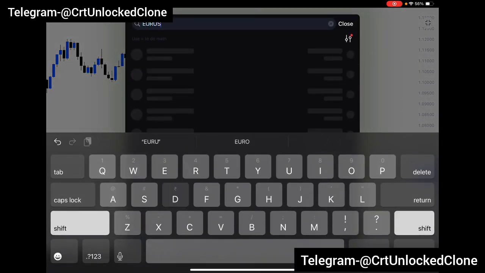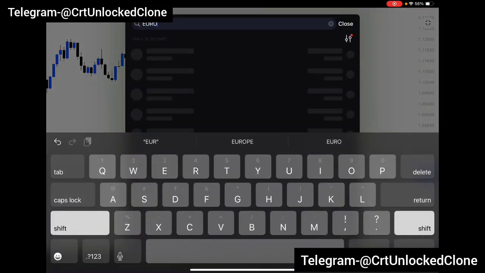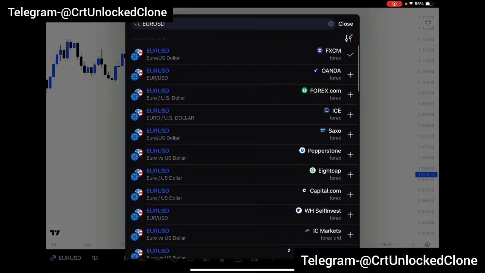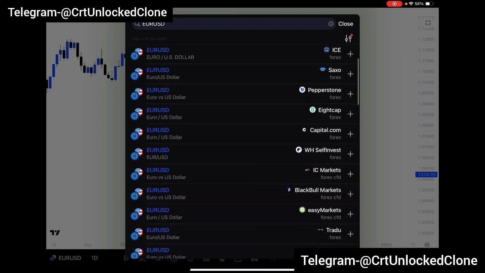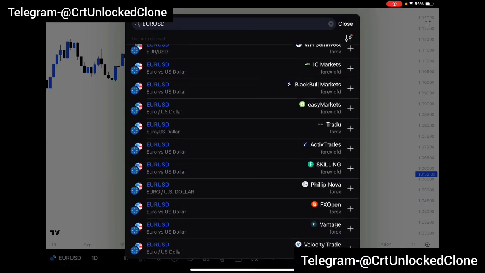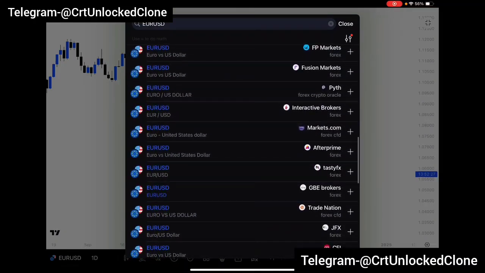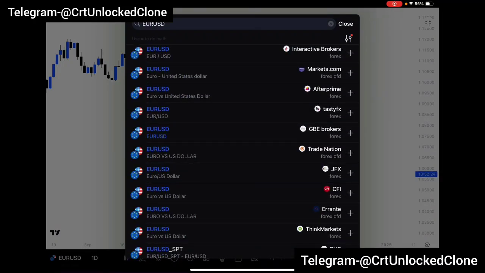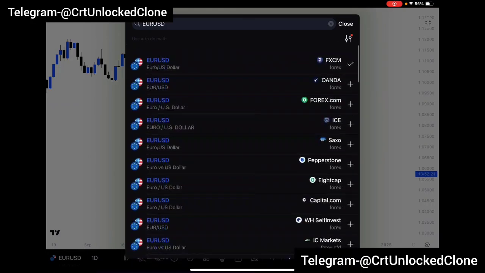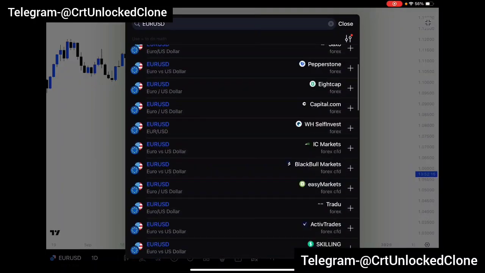If you search the EUR/USD pair here, you can see so many brokers, right? For example, FXCM, OANDA, Forex.com, ICE, etc., Pepperstone, Eightcap, Capital.com, IC Markets, BlackBull Markets, Whotrade, ActiveTrades, Skilling, Blueberry, FX Open, Vantage, Velocity Trade, City Index, Pepperstone, Fusion Markets, etc. So many brokers are there for one pair. I have searched only one pair, EUR/USD. See how many brokers there are.